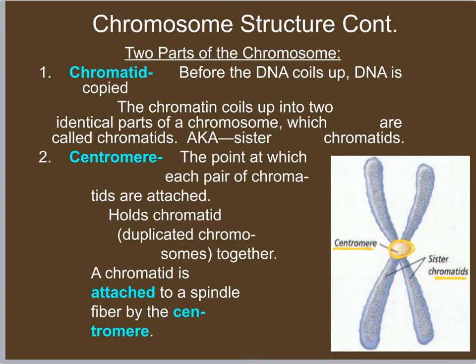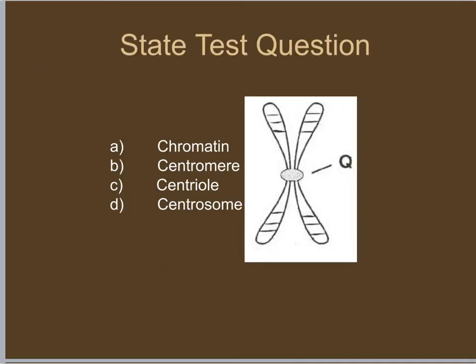And they're held together by something called a spindle fiber. So there are actually these little fibers that are holding the chromatids to the centromere. All right, what is structure Q? Well, hopefully you picked centromere.